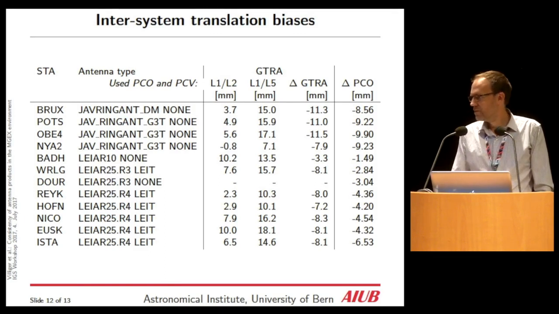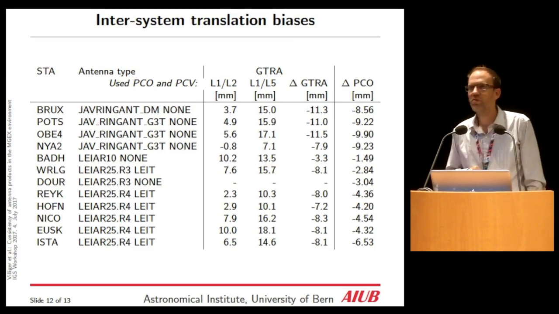We see here the difference between these inter-system translation biases in the up component, and we see that for these 4 Javad stations, especially the upper 3, the mean difference is about 11 to 12 millimeters. And for the Leica antenna, we have a difference of roughly 8 millimeters between the solution using L1, L2 and the solution using L1, L5.